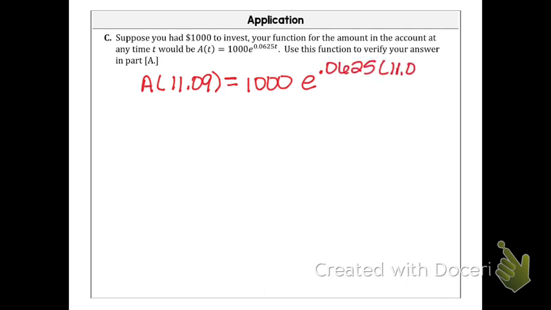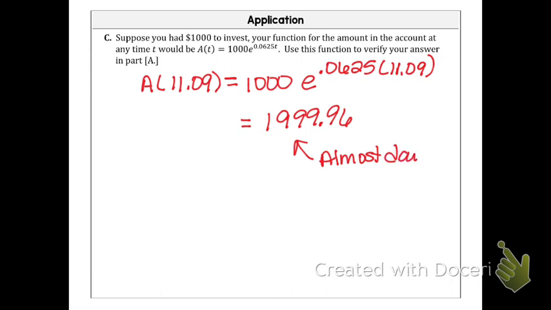And I'm plugging in 11.09 for my T. And so I just typed this in my calculator, and when I did it, I got $1,999.96. And so that is almost double. So by saying that it was approximately or about 11.09 years, we were pretty close. We're 4 cents off.